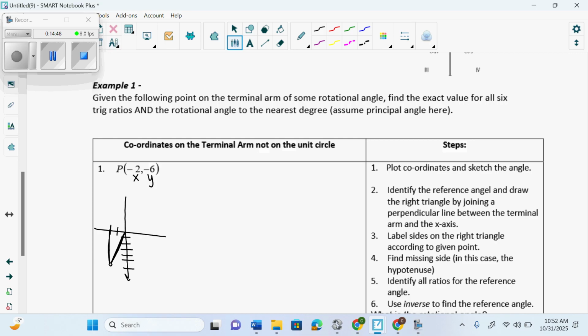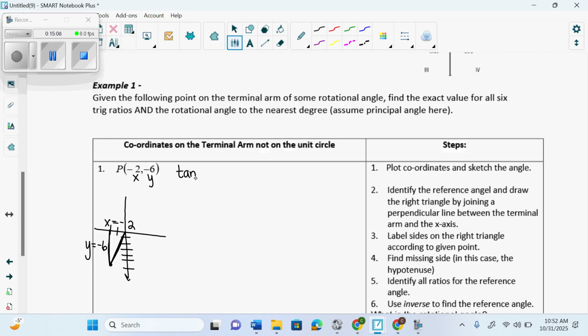So let's label what we do know. We know x equals -2. We know y equals -6. So I can find tan right away, because tan is tan your x box. It's y over x, correct? So let's do that one first.